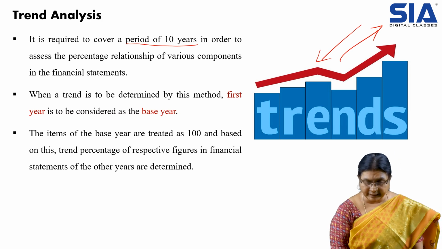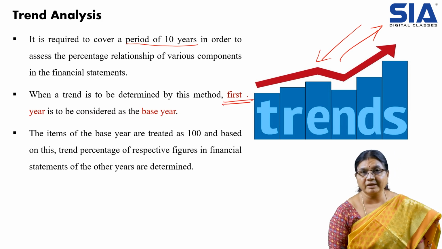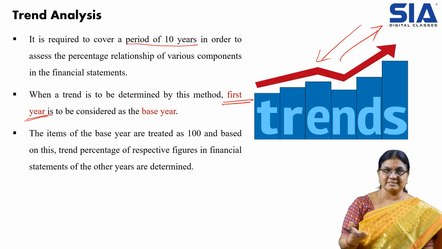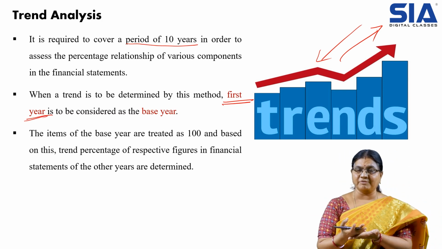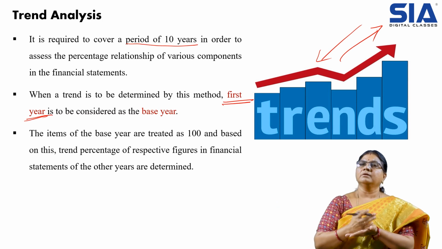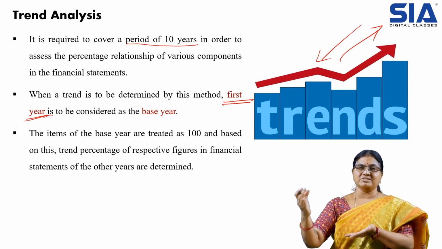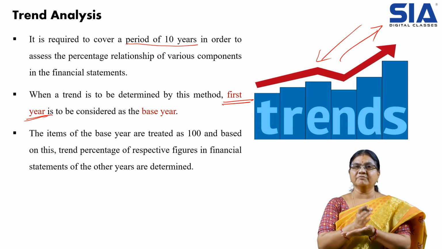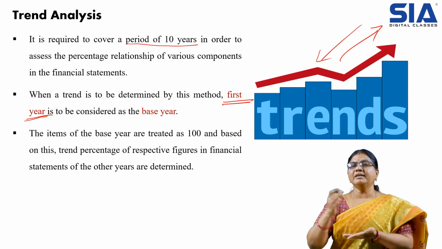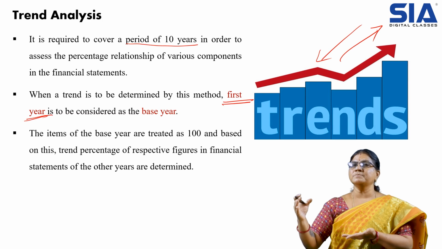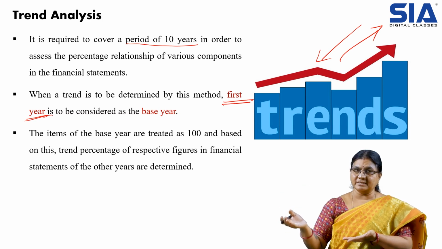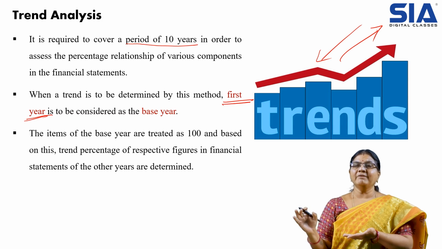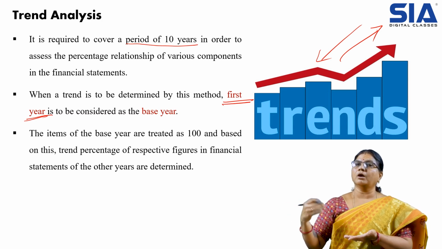For that we have to treat the first year figures, whatever the data related to the first year, as the base. Once we make the first year the base, we compare with the first year to see whether it has increased or decreased. For example, if I make the first year 100%, then I read the percentages, 101% or 110% or 95%, so I understand whether it is increasing or decreasing.